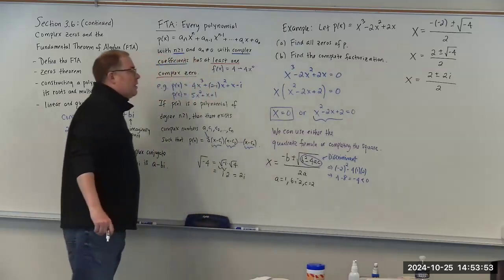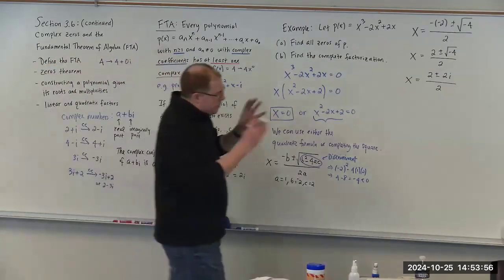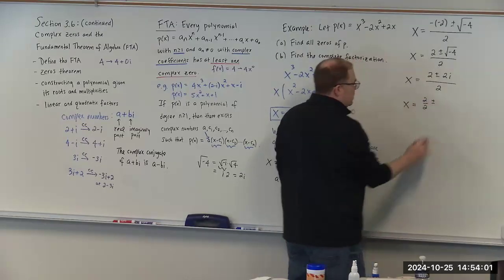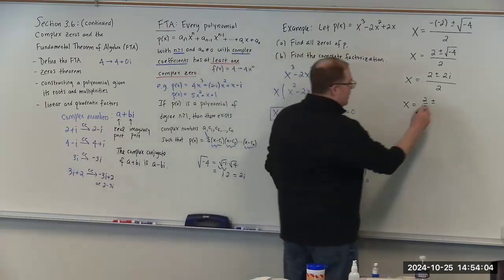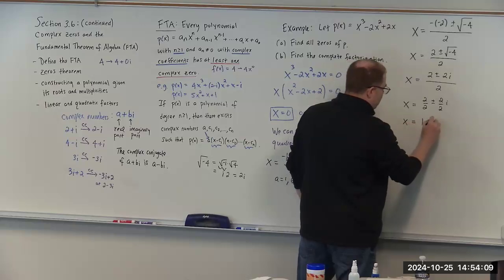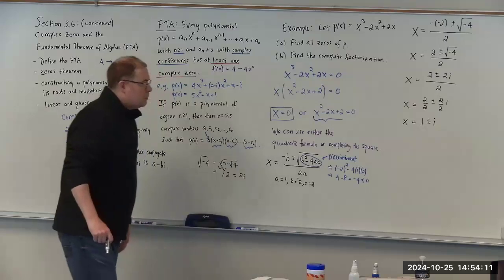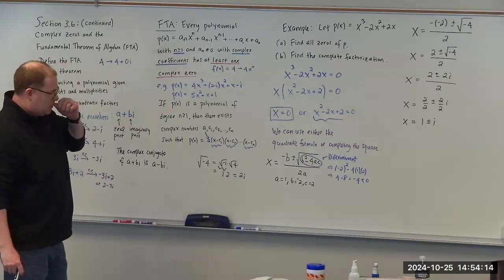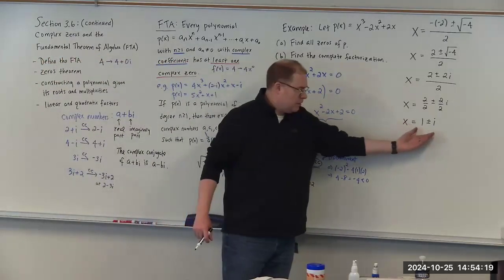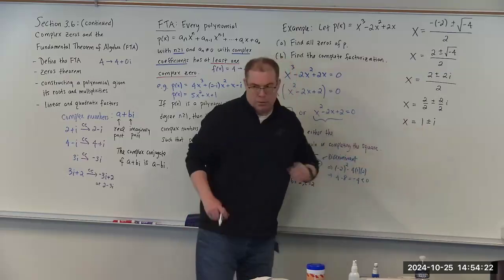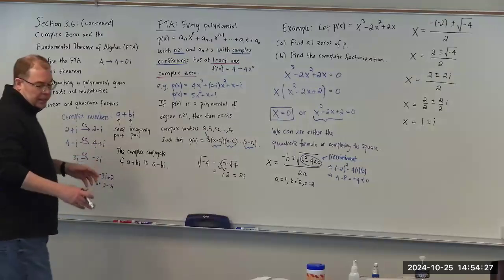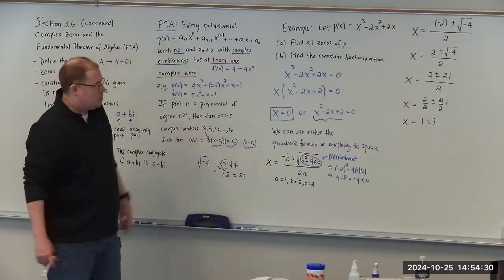Positive 2. All right, so now we can further simplify this. This is basically the same as writing 2 over 2 plus or minus 2i over 2, and that reduces to 1 plus or minus i. All right, so there's our complex solutions. And again, we have a complex conjugate pair here, 1 plus i and 1 minus i. So we should be able to get the same result using completing the square.